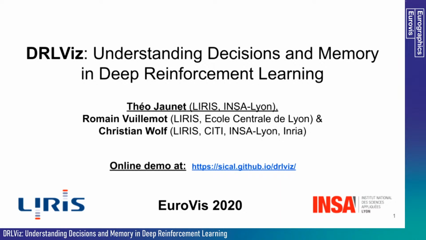Hello everyone, my name is Theo Jonet. I'm a PhD student from Lab, France, and this is joint work with Romain Boulemont and Christian Wolf. I'm presenting DRLVis, a visual analytics tool to explore the memory of a deep reinforcement learning agent in automatic navigation. You can check it out online, the link is in the slide. Automatic navigation has a wide range of applications, from finding the shortest path between pairs of points to exploring unknown environments, or answering questions such as where are my keys? This can contribute to applications such as driverless cars and social robots, among others.